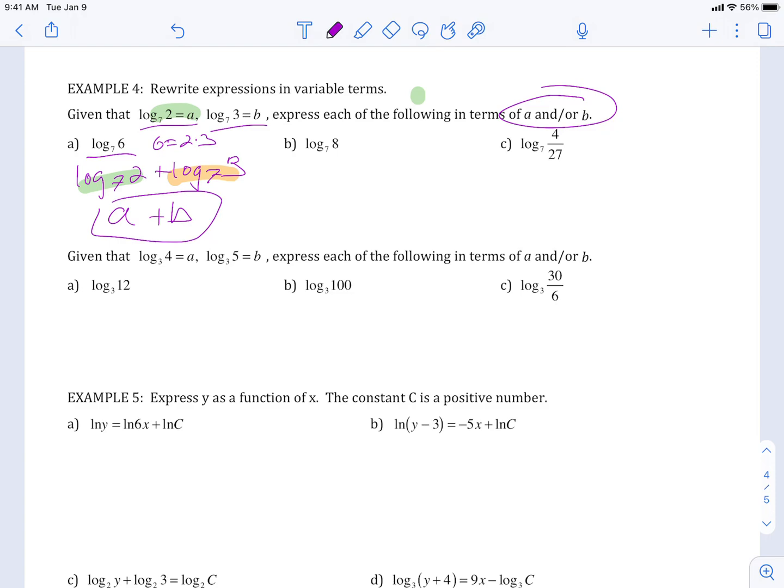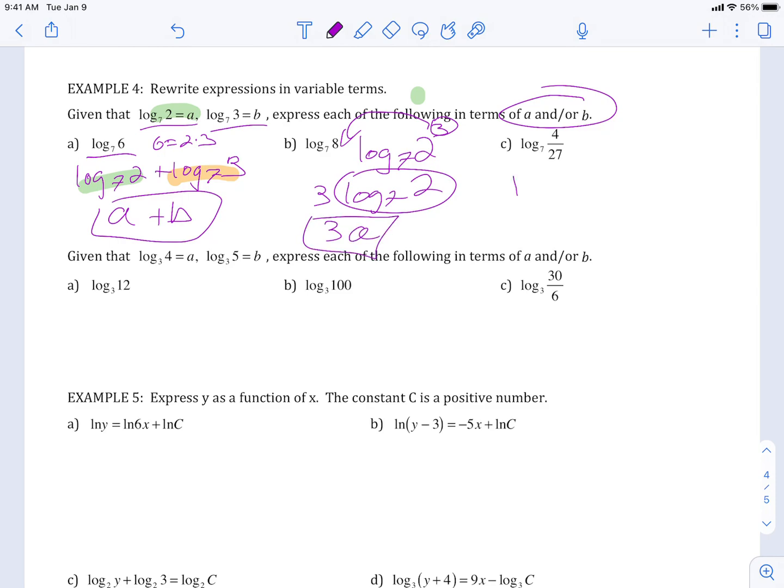Log base 7 of 8, that's log base 7 of 2 to the 3rd power, and log base 7 of 2 is a, so this is just a to the 3rd power. Or, probably even go further here, I can't write it like that, but put the 3 in front. That's 3 log base 7 of 2, and log base 7 of 2 is just a, so it's 3a.